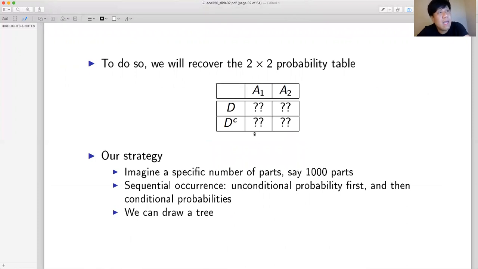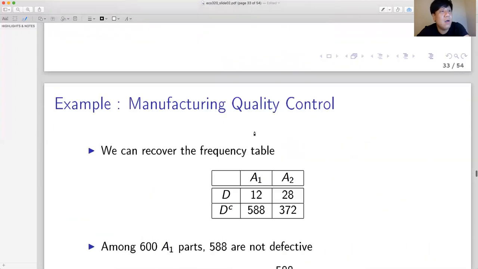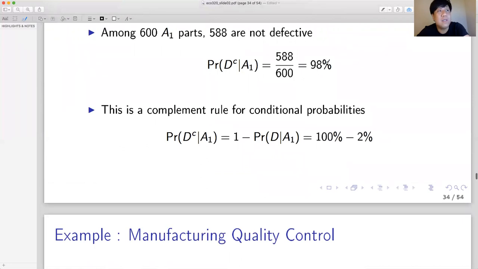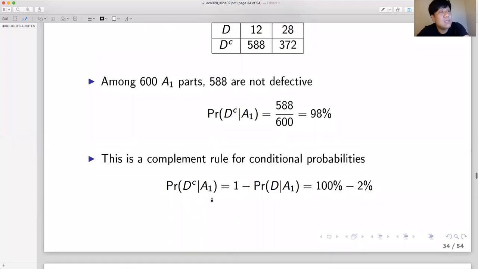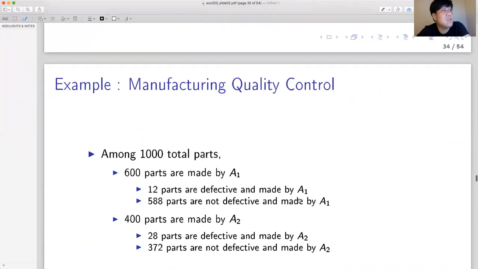So 58.8% divided by 60% is about 98%. So same thing, whether you use a frequency or not, it doesn't matter. And the probability of this equals 1 minus this, and we know this is 2%, so that is another way of getting 98% using the complementary rule. Math is math. Even if you use another method, it doesn't matter. You'd get the same final answer.